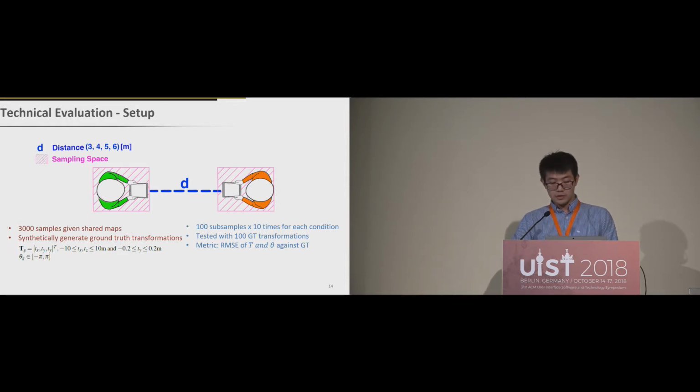So, first, we capture 3,000 samples in a constant sampling volume. Then, for each test trial, we generate synthetic ground truth transformations from the registration. Then, for different test conditions, we draw 100 samples about 10 times. For each test trial, we calculate the root mean square distances for translation and theta against ground truth values. And we use these as our accuracy metrics.